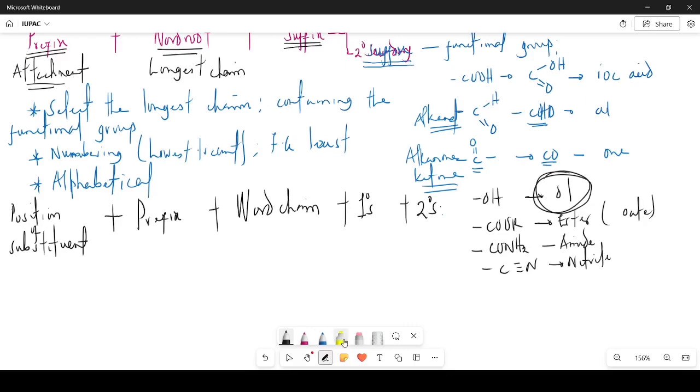That's how to name. Now, suppose you have a compound like this, and then we are asked to name this one.